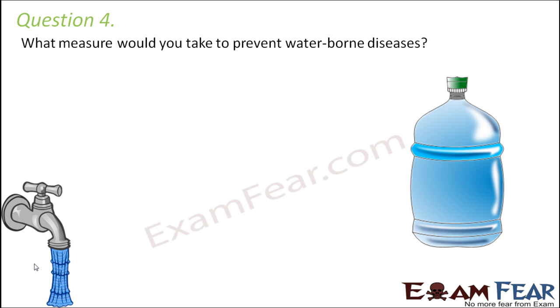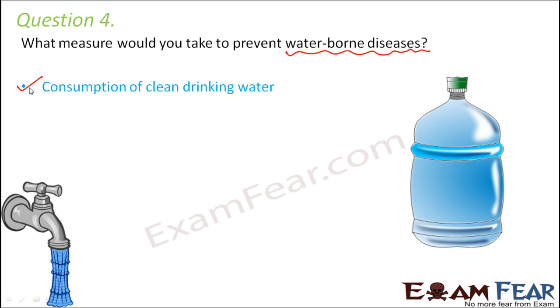Question number 4. What measures would you take to prevent waterborne diseases? Now, for waterborne diseases, the pathogens enter our body through contaminated water. So proper care has to be taken of the water which we are drinking. It's like consumption of clean drinking water. Maybe you can use AquaGuard or RO at your home. Proper filtration of water should be done before it is consumed. In some places, even if there is no provision for RO, people should boil water before drinking.